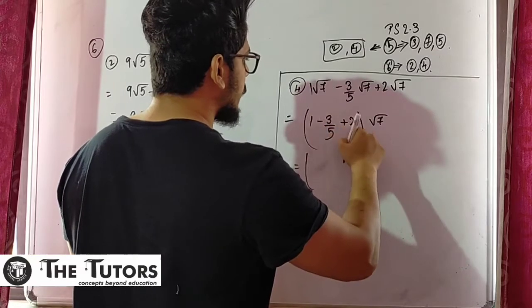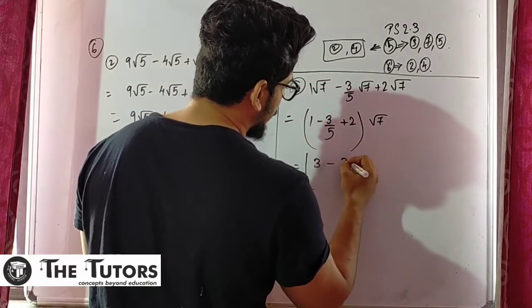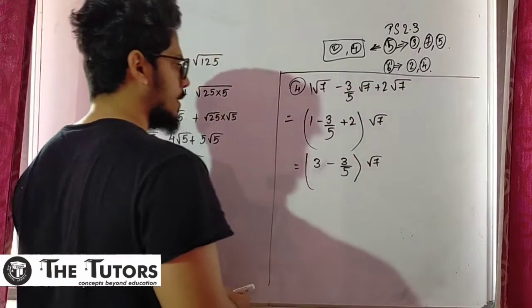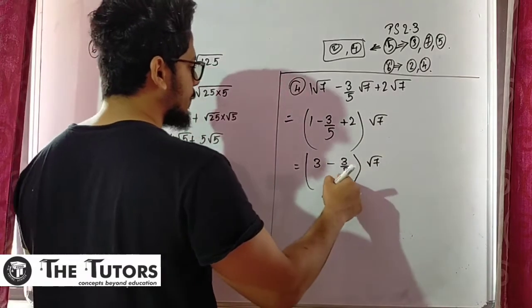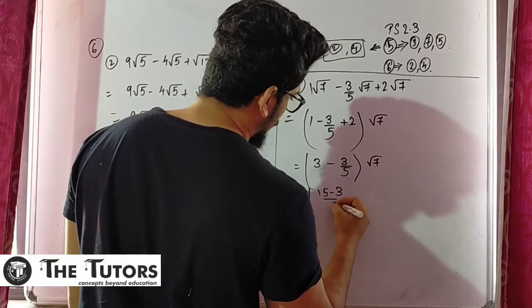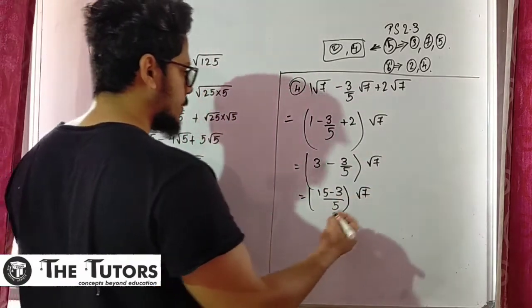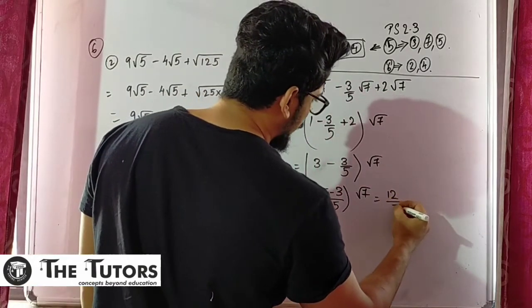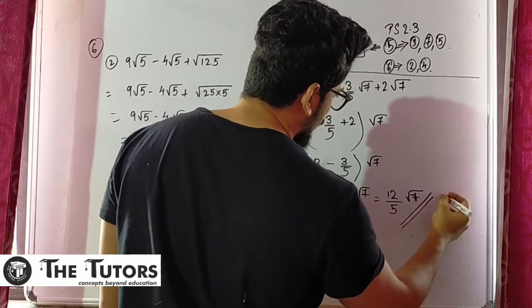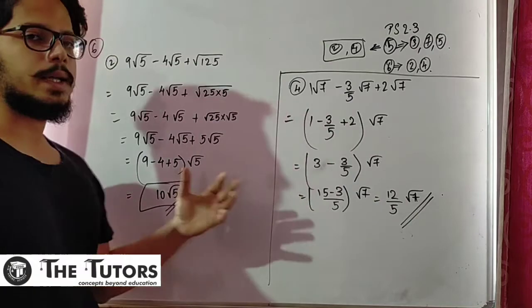If you see, I can add these two and then subtract with this one. 1 plus 2 is 3 minus 3/5 root 7. If you see here LCM हो जाएगा ये 5. 3 fives are 15 minus 3/5 root 7. 15 minus 3 is how much? 12/5 root 7. That's it. You get the answer as 12/5 root 7, and for this you get 10 root 5.